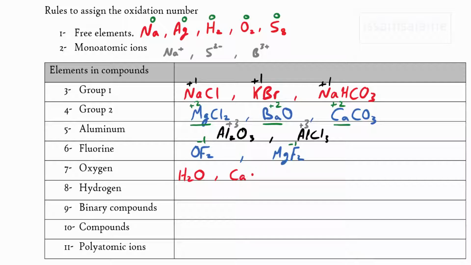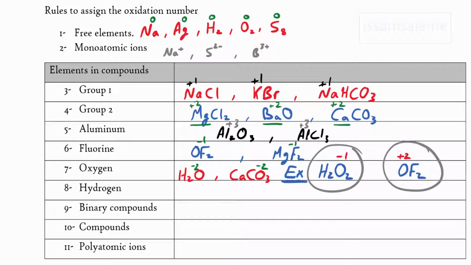Seventh rule is about oxygen. Oxygen in compounds has an oxidation number equal to -2, but in fact oxygen has two exceptions: peroxide and oxygen fluoride. In peroxide, oxygen has an oxidation number of -1. In oxygen fluoride, oxygen has +2. These are the only two exceptions. In other cases, oxygen is -2.